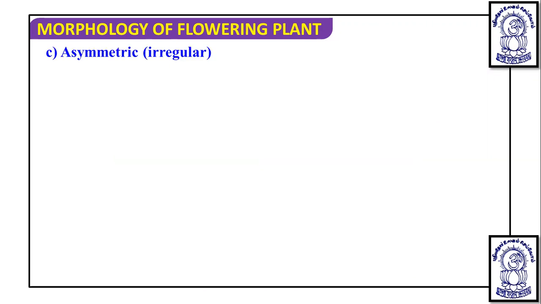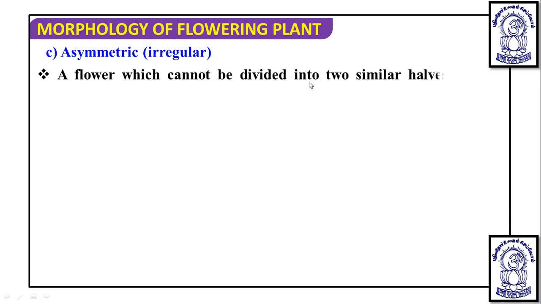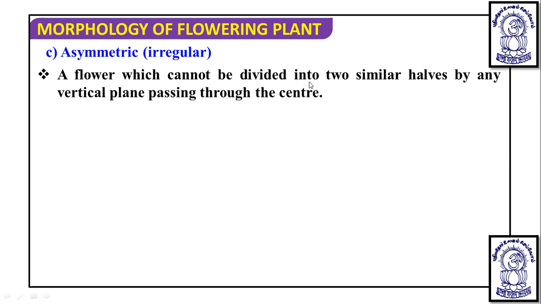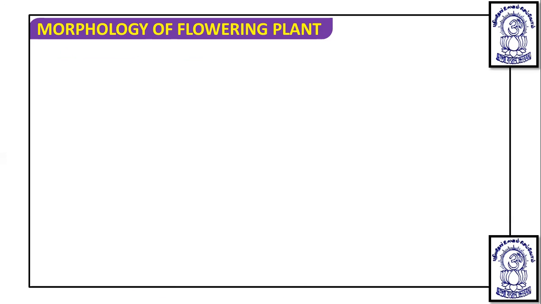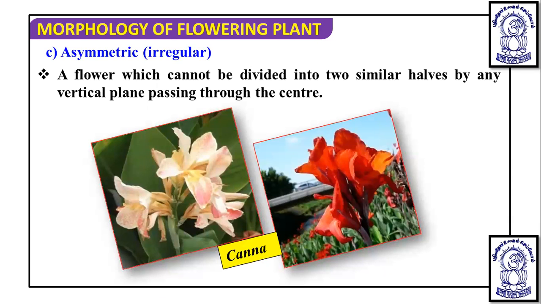Now the third type of symmetry is asymmetry or irregular symmetry. In asymmetry or irregular symmetry, the flower cannot be divided into two similar halves by any vertical plane passing through the center. If we divide a flower from any vertical plane passing through the center and we are not able to cut it into two equal halves, then it is known as asymmetry. Okay, and the example is canna. So you can see that it is asymmetry because it has an irregular pattern.